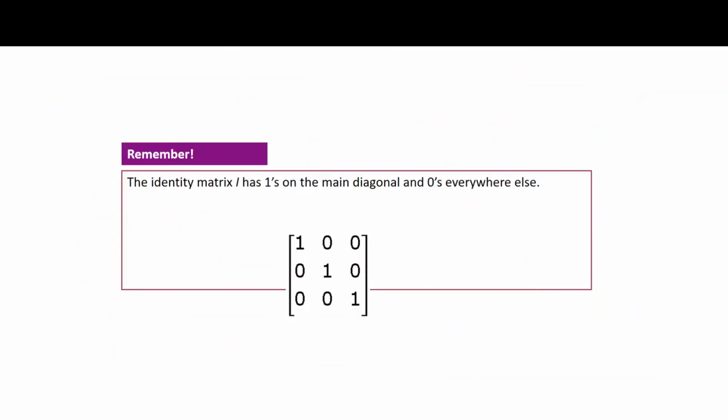Okay. So remember, the identity matrix has ones on the main diagonal and zeros everywhere else. So you're going to have ones on the main diagonal, zeros everywhere else, and that's what your identity matrix looks like. And if it were an identity matrix of a 2 by 2, it'd be ones on the main diagonal and zeros everywhere else.